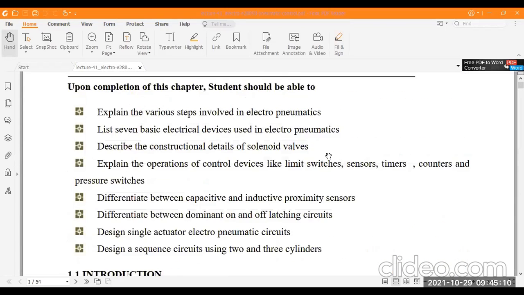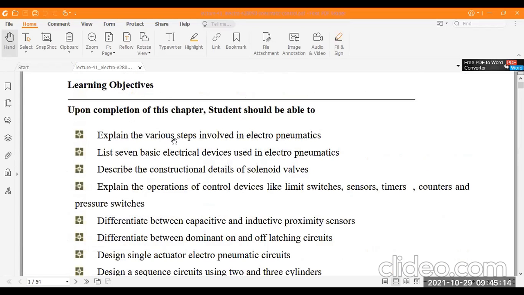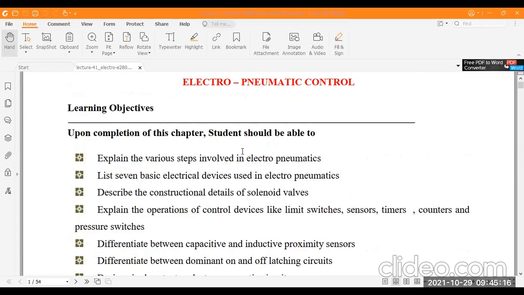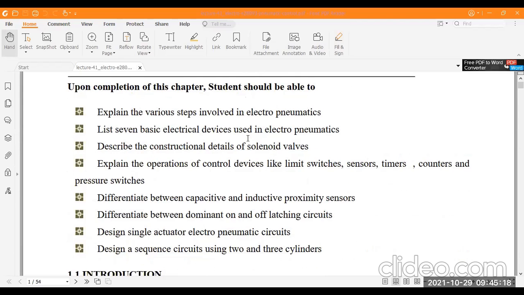Okay, so this is the introduction part. What is the basic objective of the pneumatic controller? In this module we have to cover, so that students are able to explain the various steps involved in electro pneumatic parts, list 7 basic electrical devices used in the electro pneumatic controller part, and describe the constructional details of the solenoid valve.